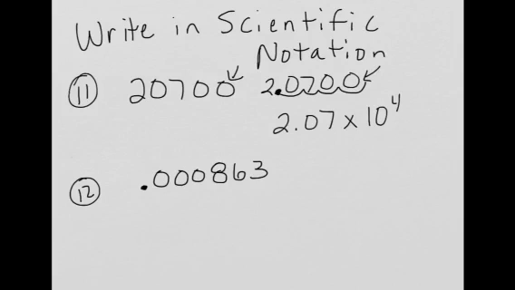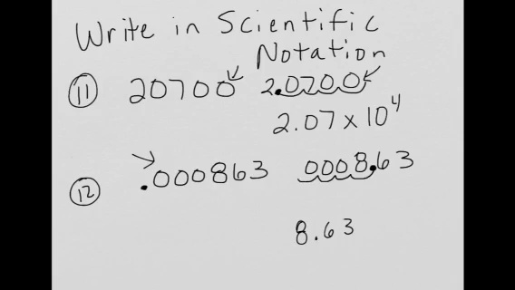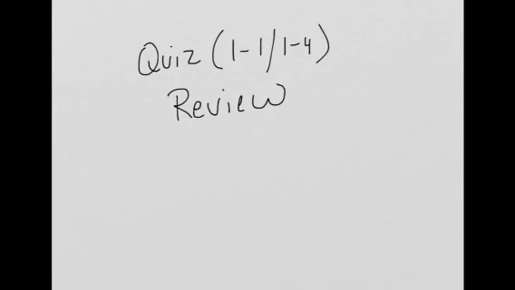Now in this one we're going to write the number again, 0.00863, but this time we're going to put the decimal behind the 8 so that the 8 is in front of the decimal. So I already have part of my answer, 8.63, and now I have to make my number match the first one. So it has to look like this first one that we started with. So I'm going to take my decimal and move it to the left. 1, 2, 3, 4. Because I moved it to the left 4, that's going to make it a negative exponent. And that's the quiz review.